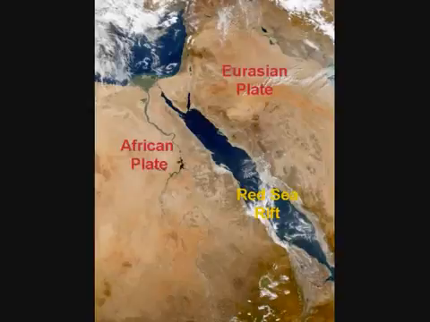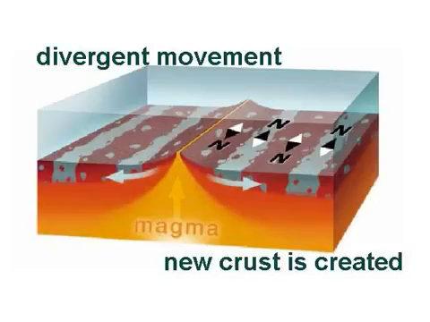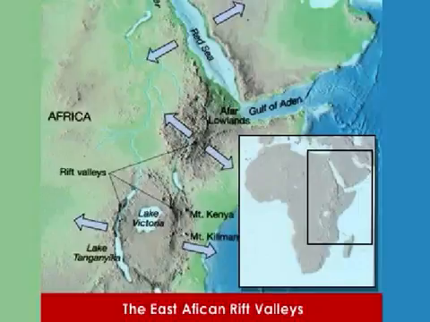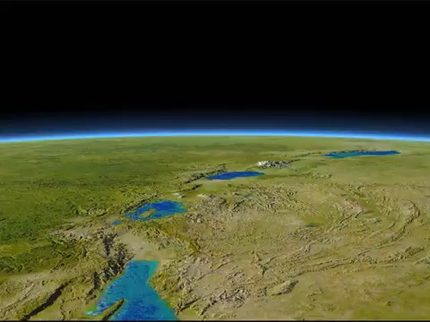As the Arabian plate moves away from Africa, this rift, the Red Sea, has been formed. This is divergent movement. New crust is formed when these two plates are moving apart. We also have the Rift Valley. The East African Rift Valley has lots of long, thin places with volcanic activity. Slowly moving apart, it will eventually form an African Sea here, and a new plate will begin to form here.